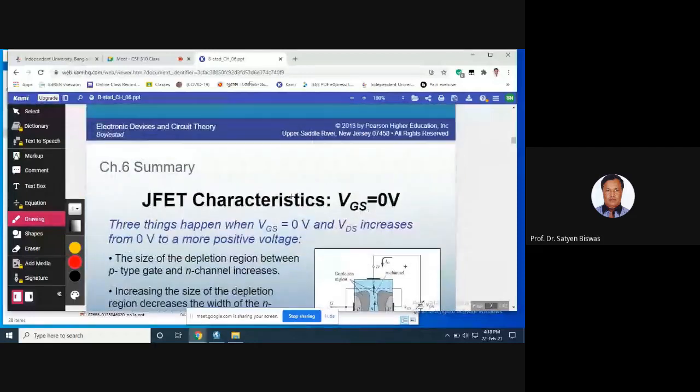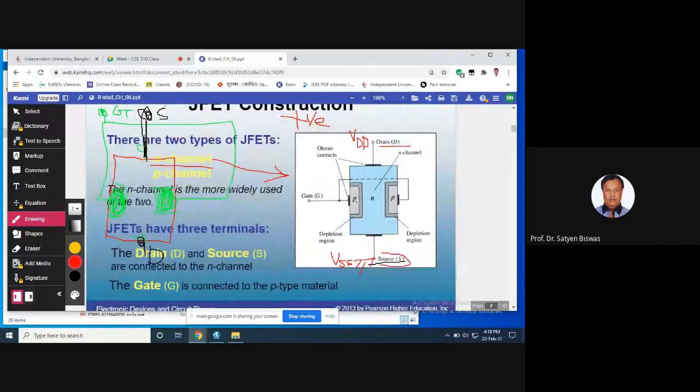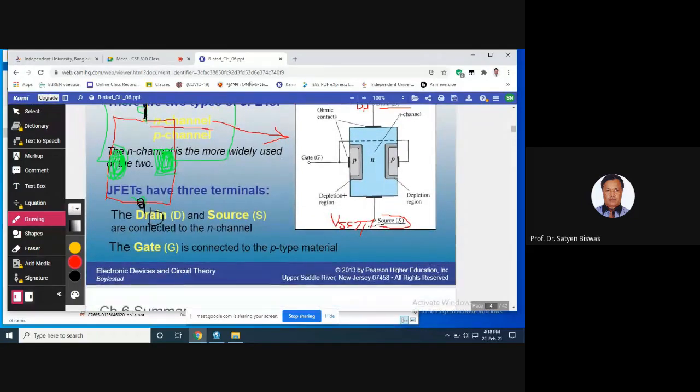Okay, now look. How many junctions are here? You can see there is a junction on the left side, a PN junction here, and on the right side there is another PN junction. Understand this? There are two junctions, right?